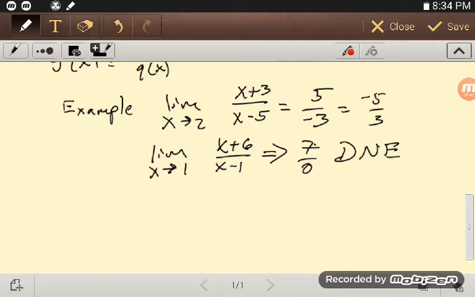If x is bigger than 1, the top is positive and the bottom is positive, and as x gets close to 1, we get a very big positive number. But if x is less than 1, like 0.9 or 0.99, then the bottom is negative but the top is still positive, so we get a negative number heading toward negative infinity. So in this case it just plain does not exist. We wouldn't write equals infinity or negative infinity.